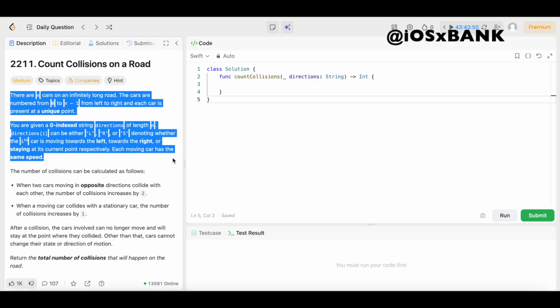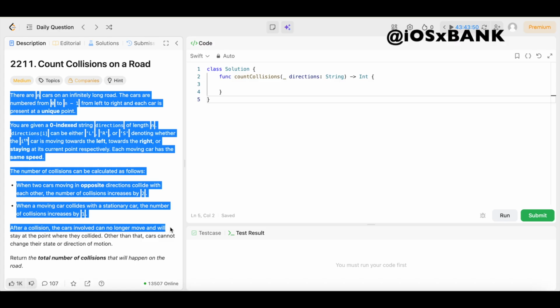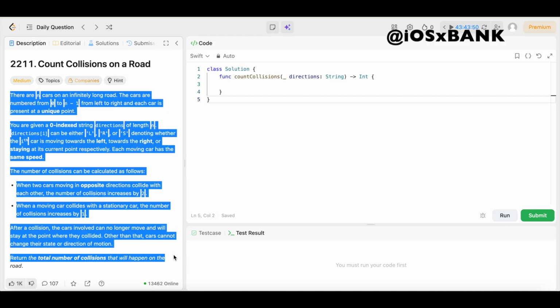Each moving car has the same speed. The number of collisions can be calculated as follows. When two cars moving in opposite directions collide with each other, the number of collisions increases by 2. When a moving car collides with a stationary car, the number of collisions increases by 1. After a collision, the cars involved can no longer move and will stay at the point where they collided. Other than that, cars cannot change their state or direction of motion. Return the total number of collisions that will happen on the road.